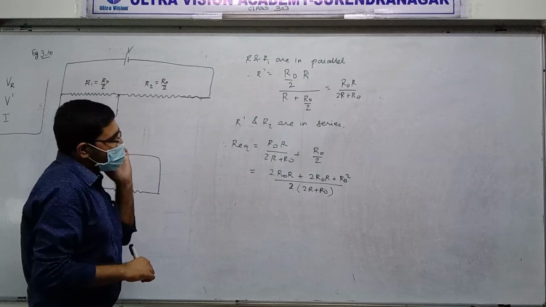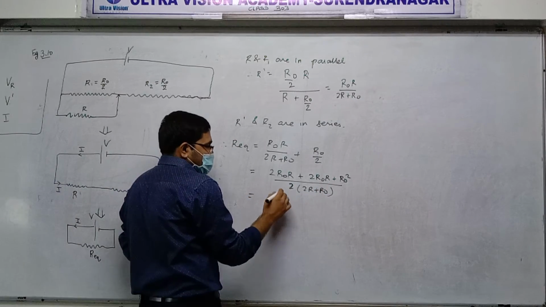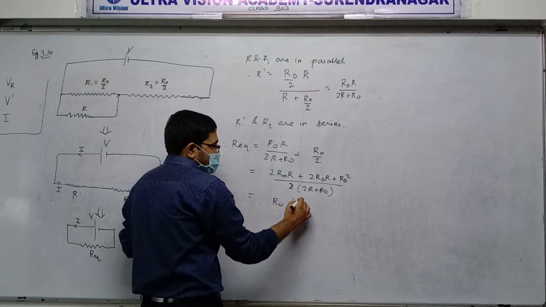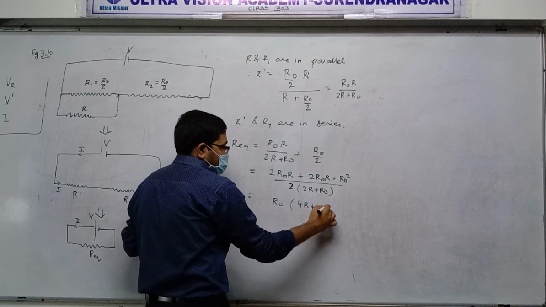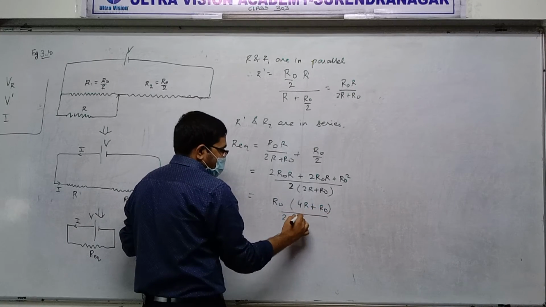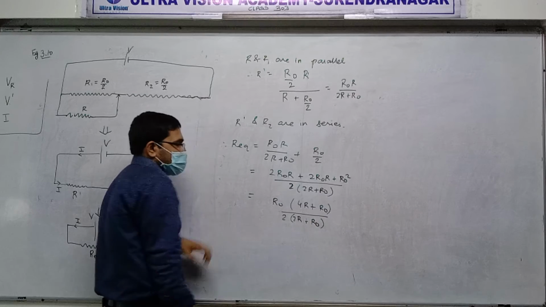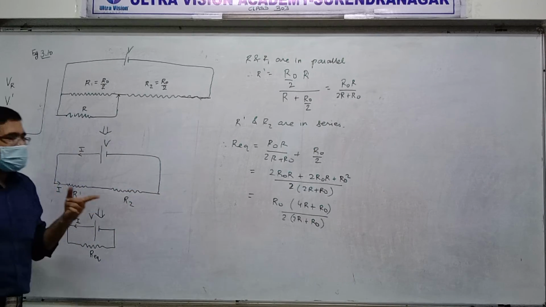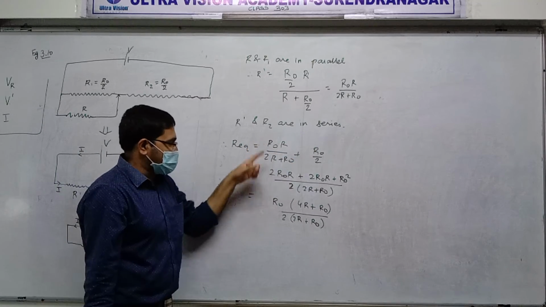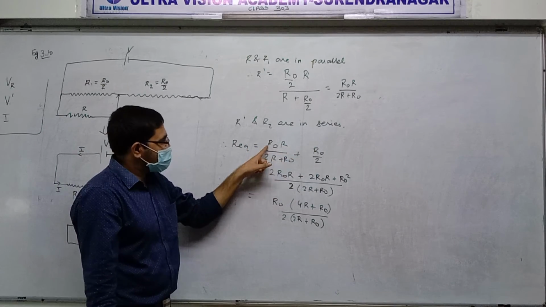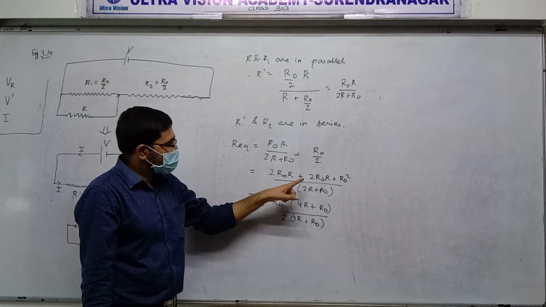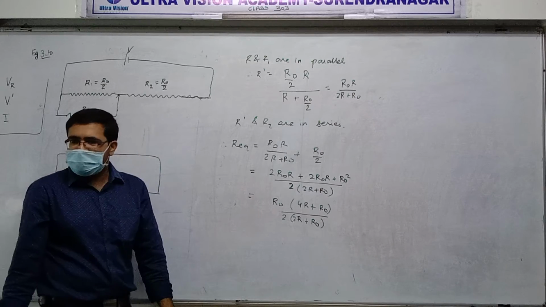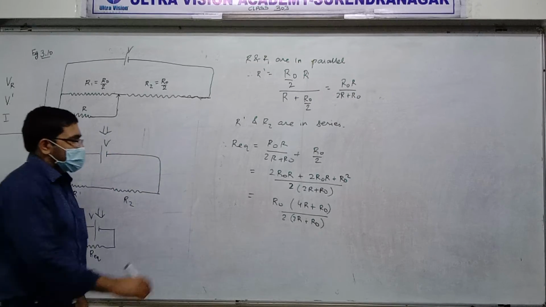Okay, so this is going to be 4. 4 isn't it? And then r0 is common. So 4r plus r0 upon 2 into 2r plus r0. Is this fine? Right, so this is R equivalent.